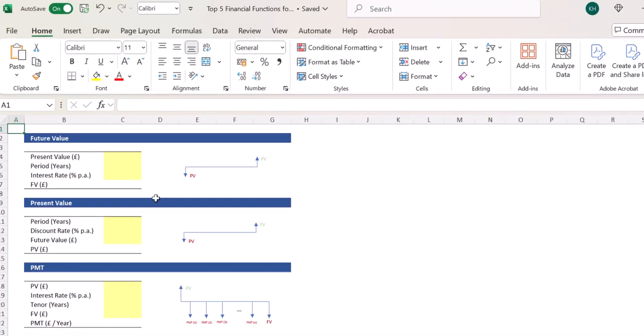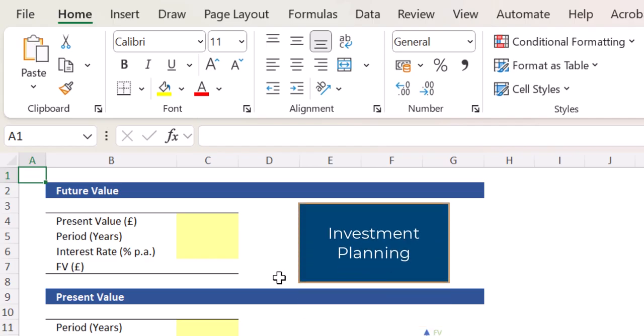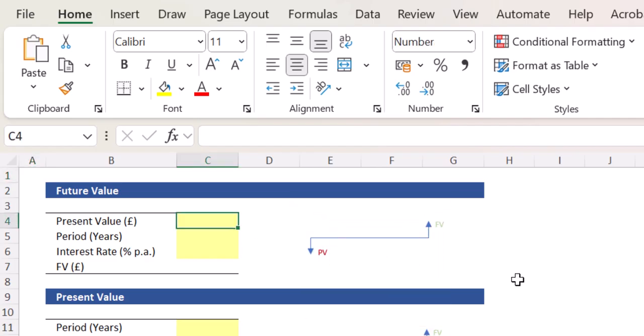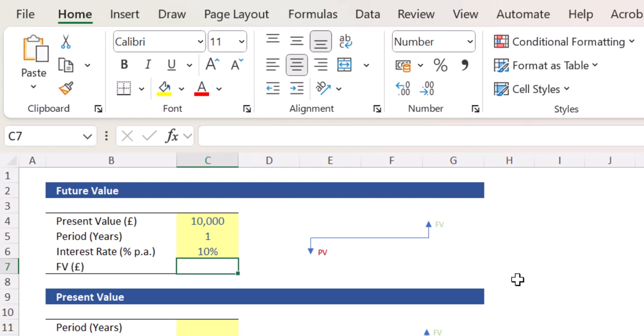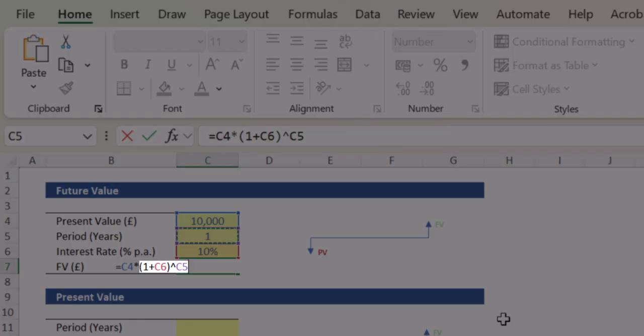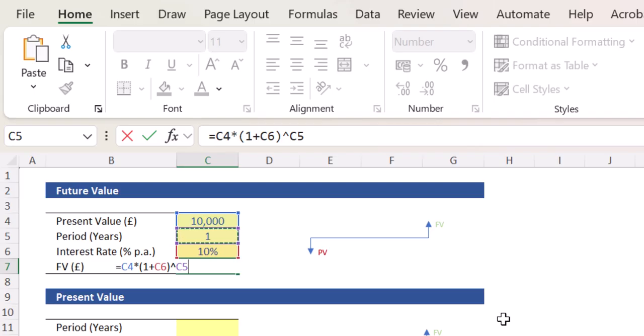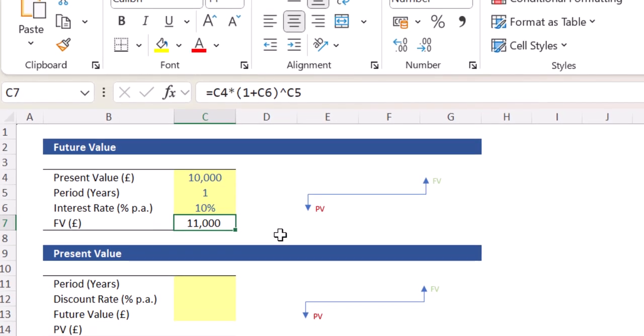The first calculation you need to understand is the future value, which is used for investment planning. For example, if you invest £10,000 today, the future value of this investment after 1 year, assuming a 10% per annum return, will be equal to £10,000 times the interest factor, which in this case is 1 plus 10%, to the power of 1, as there is only 1 year required in this example. In this case, your investment will be worth £11,000 a year from now.